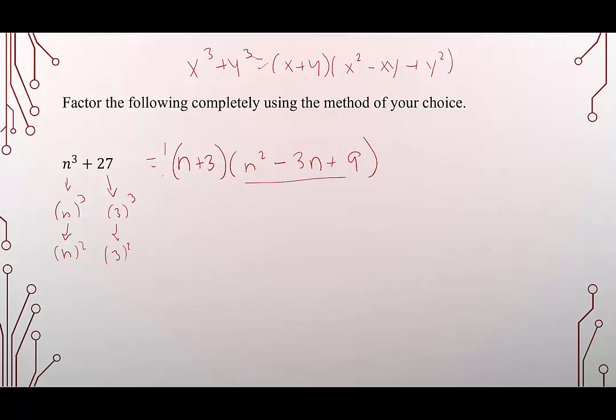And this is not factorable. You can take my word for it. So this would be the final factored version of n cubed plus 27.